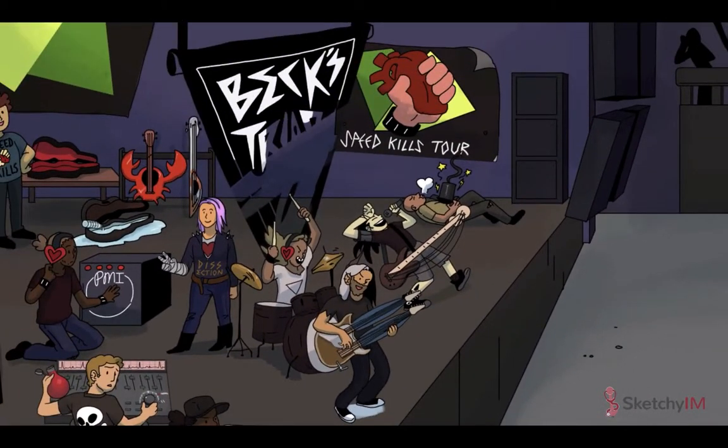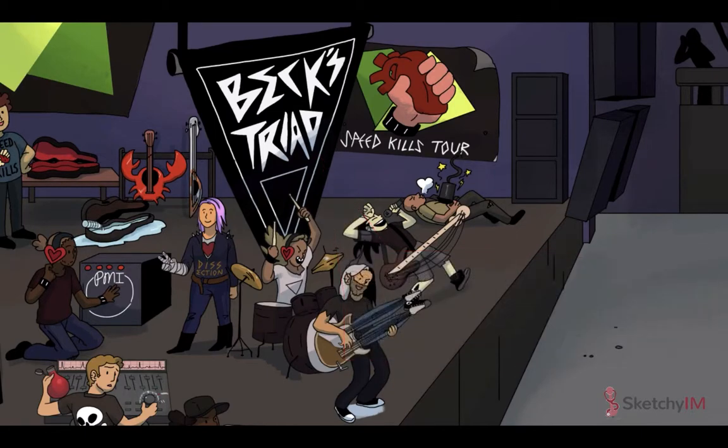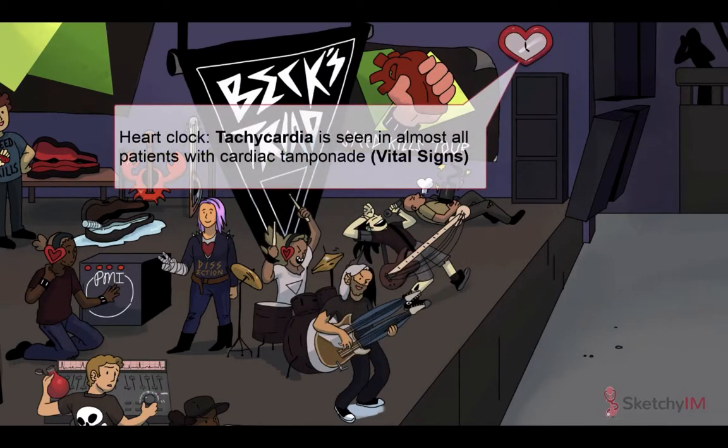Put these 3 rockers together and what do you get? Beck's Triad, coming to a hardcore dive bar near you. While Beck's Triad is only seen in a minority of patients with cardiac tamponade, it is frequently tested. In addition to Beck's Triad, other exam findings can be seen as well. Tachycardia, represented by our recurring sketchy symbol, the heart clock, is seen in almost all patients with cardiac tamponade. Tachycardia will manifest early on, even before the onset of hypotension, as it's the body's way of maintaining cardiac output in the setting of decreased stroke volume.